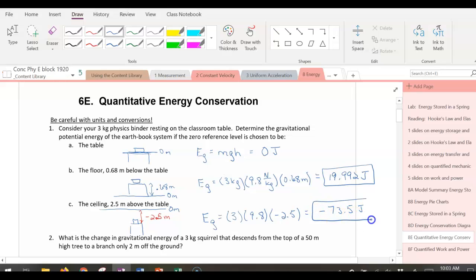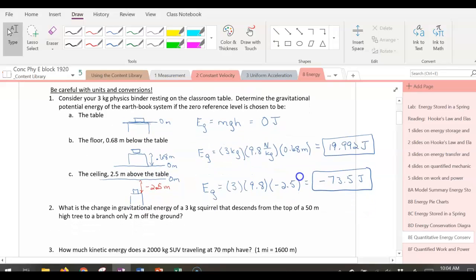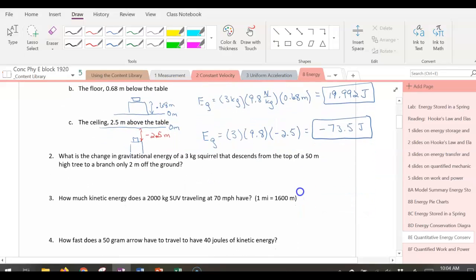So it is possible for gravitational potential energy to be negative. We don't often see that. Typically, we would say that on the floor or on the ground around us, that is where the gravitational potential energy is 0. But that is somewhat an arbitrary choice, as this example just showed.